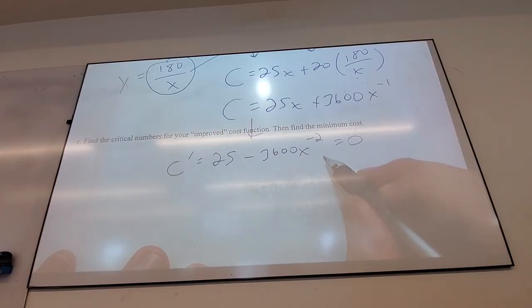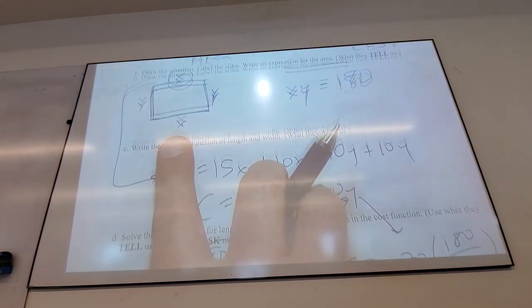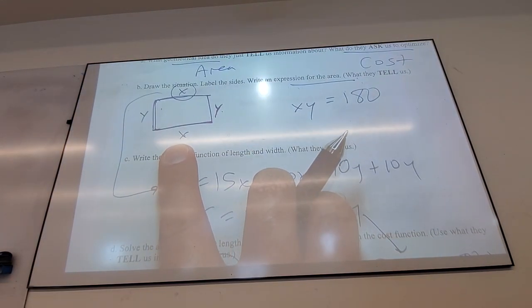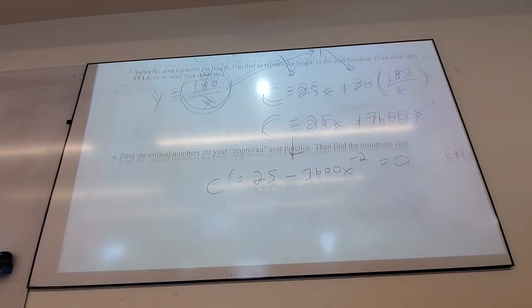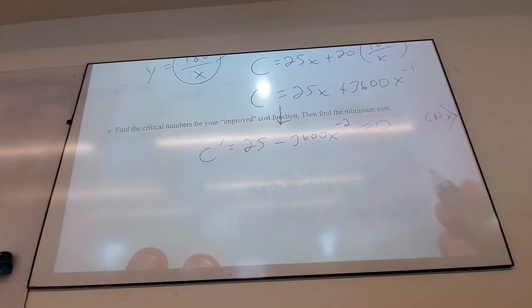Now real quick, there is a critical number that makes it undefined. You guys see it? What makes this undefined? 0. But if x is 0, then I have no area. If I make x 0, I'm screwed. Okay. So that's bad.